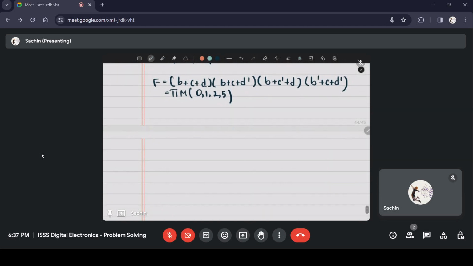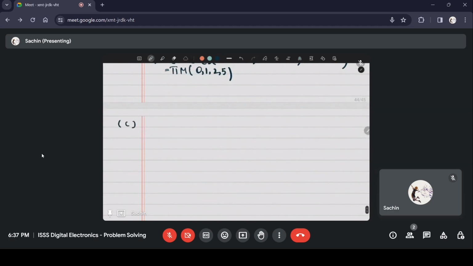Okay, part C, part D are left to you as homework. You follow the same procedure except that in part D there are 4 variables A, B, C and D. So each term should contain all 4 variables, and you'll have 16 input combinations and 16 minterms and max terms.